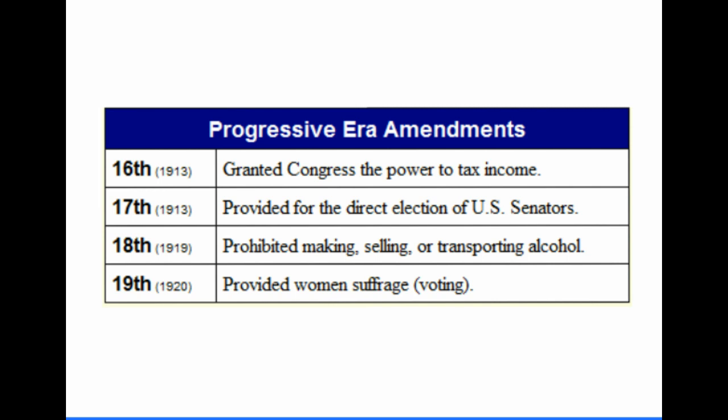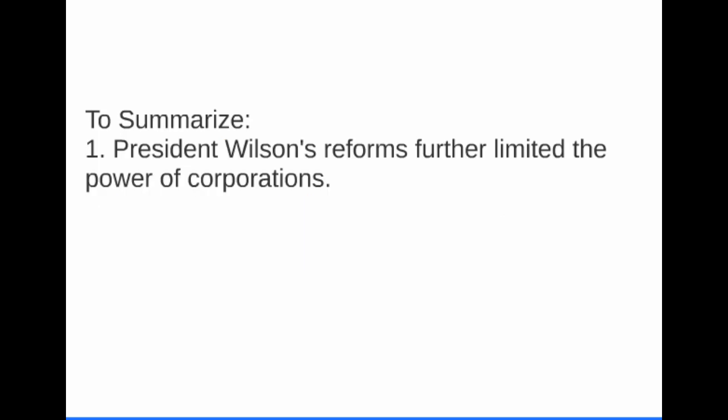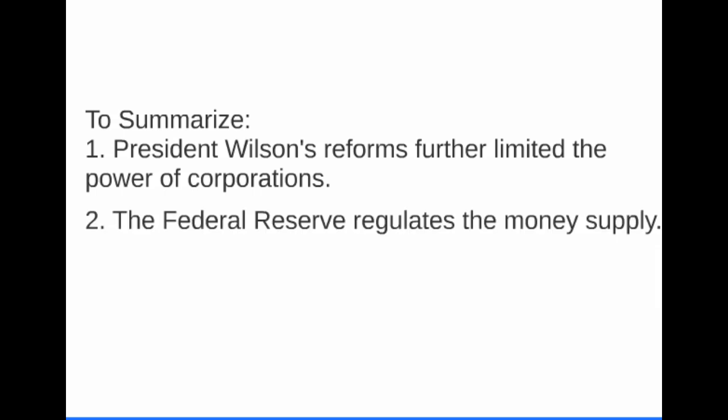We're going to talk about Amendment 19 in the very next lesson and our last lesson in this unit when we look at issues affecting women during the Progressive Era. But you can see here that women did gain the right to vote in 1920 with the 19th Amendment. So just to sum up then, President Wilson's reforms further limited the power of corporations, strengthened the federal government's ability to go after them for anti-competitive practices.